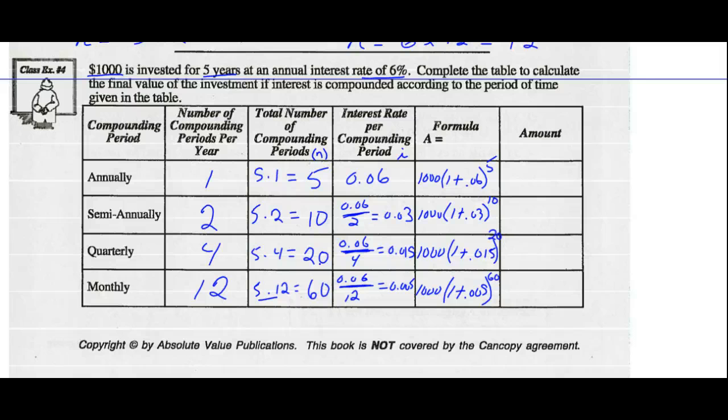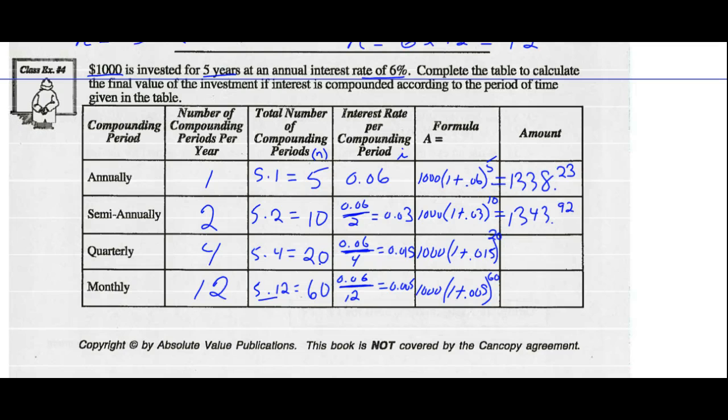So if it's compounded annually, we do this calculation right here, and we come up with a value of $1,338.23. By changing the word from annually to semi-annually, we now increase the number of compounding periods to 10, but decrease how much our I is each period. But we end up with more money, $1,343.92.